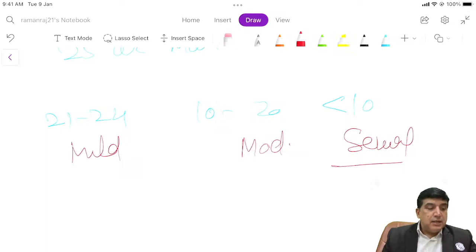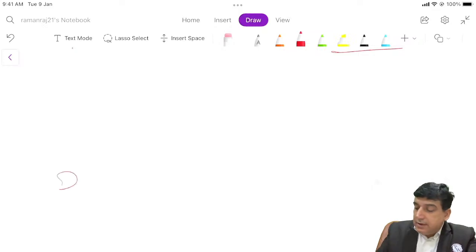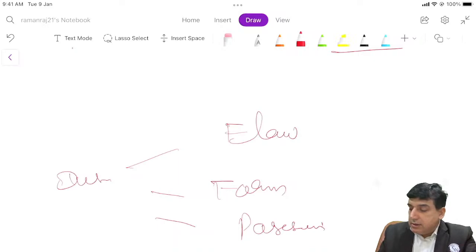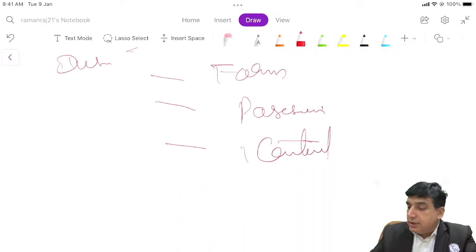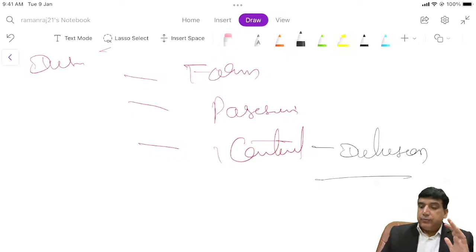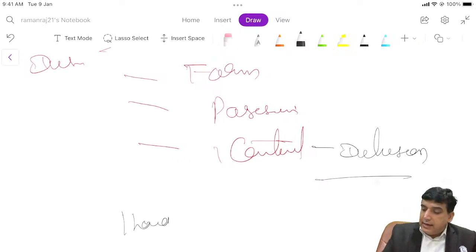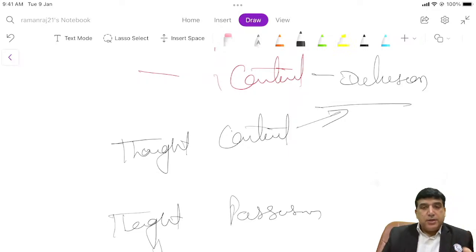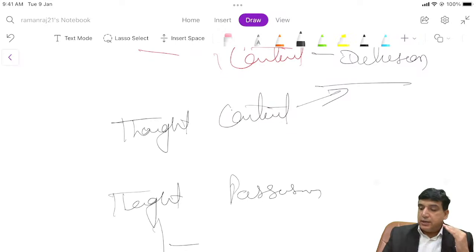This is a disorder I mentioned. We have disorders of flow, form, possession, and content. Here many students get confused, so please remember, under thought content we always describe delusion. Delusion is a disorder of thought content. Thought possession we already discussed: obsession, thought insertion, thought withdrawal, thought broadcasting.